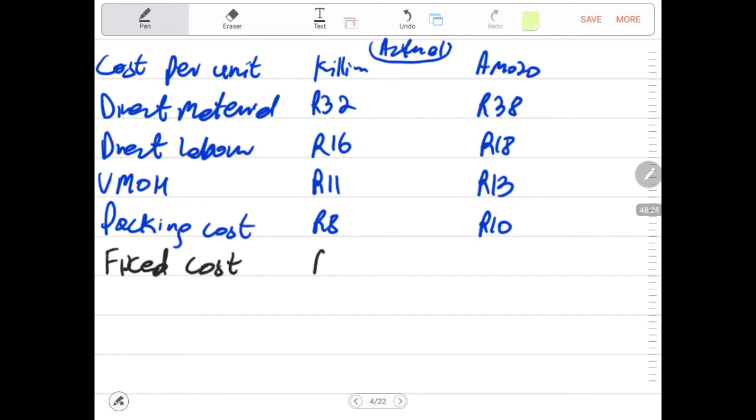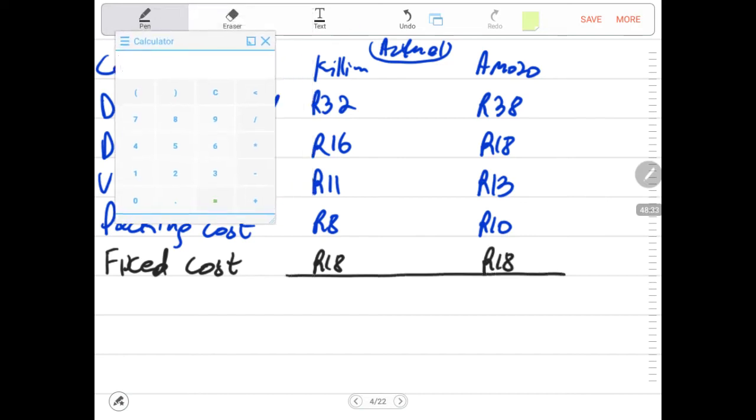Our fixed cost per unit is 18 Rand for the current year for both of these products. Then what do we do now? We say 32 Rand plus 16 Rand plus 11 Rand plus 18 Rand plus 18 Rand, also plus 8 Rand plus 18 Rand plus 8 Rand plus 18 Rand. This gives us 85, and this is the 85 Rand per unit that we are calculating.